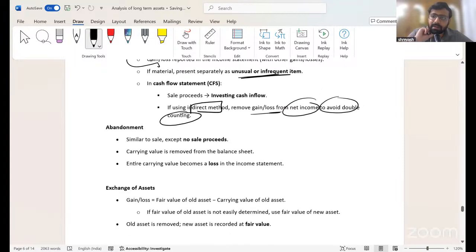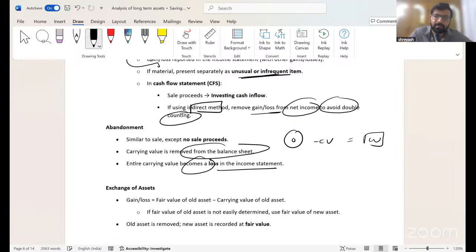If the asset is abandoned, what happens? Sir, I've abandoned it. I've completely disposed of it. Imagine I have just dumped it in the dump yard. So, sir, here the sale proceeds are zero. Carrying value is there. So, sir, the entire carrying value is my loss? Yes. And the asset is removed from the balance sheet. So, the entire carrying value becomes my loss and the asset is removed from the balance sheet.